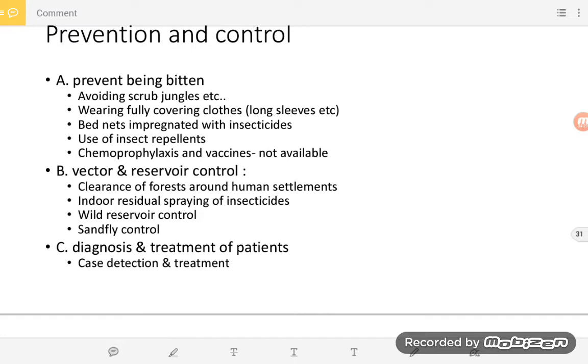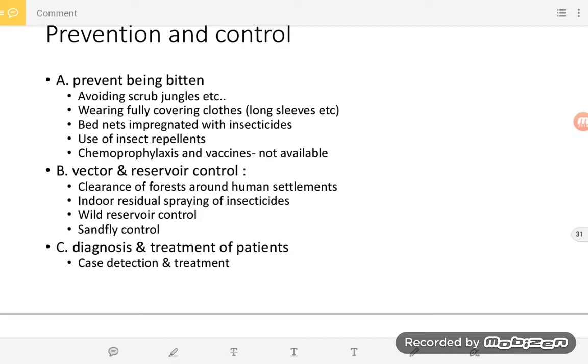Then prevention, so to prevent the biting of the vector, avoid scrub jungle. Normally the vectors are present in the jungle area, so avoid going to that area. If you want to avoid the biting, we have to wear full covered clothes, right? You can use bed nets impregnated with insecticides, or you can use insect repellents. Sometimes you can take drugs, right? But there is no vaccine available in the world to prevent the Leishmania species.